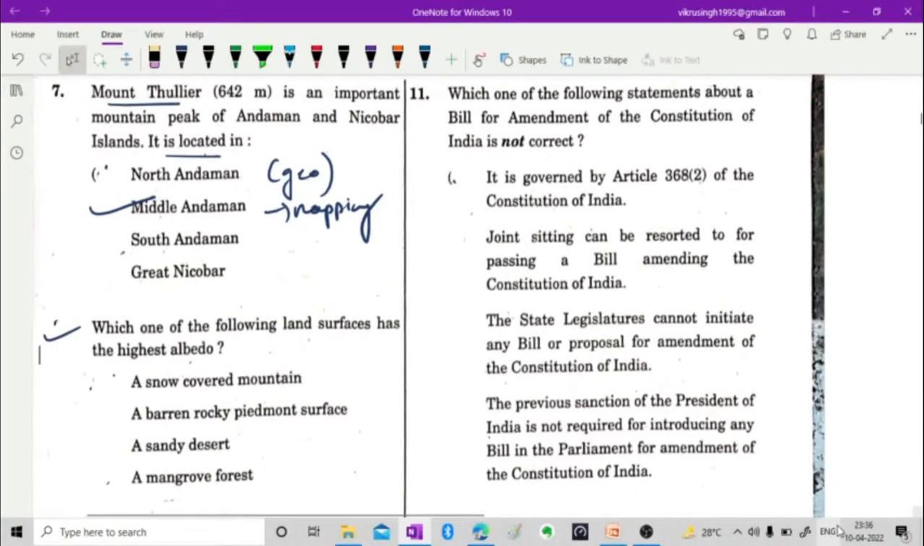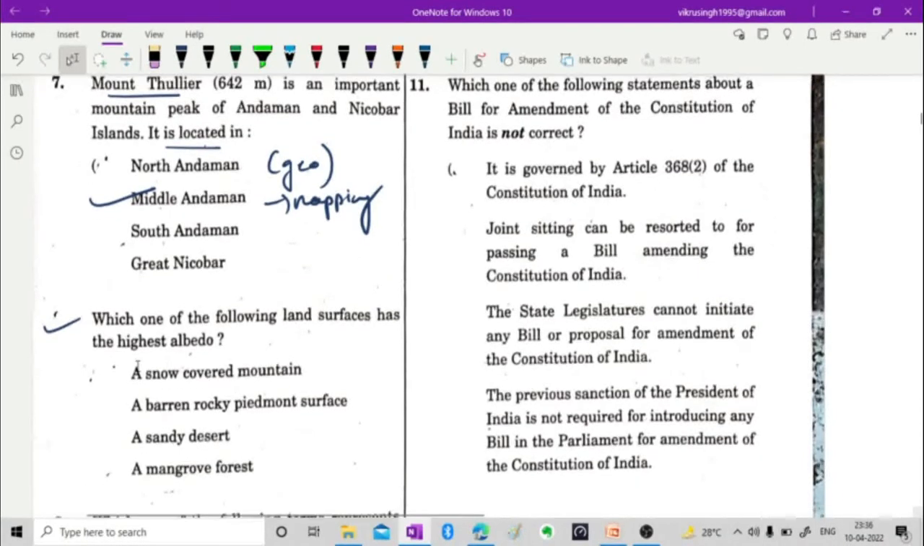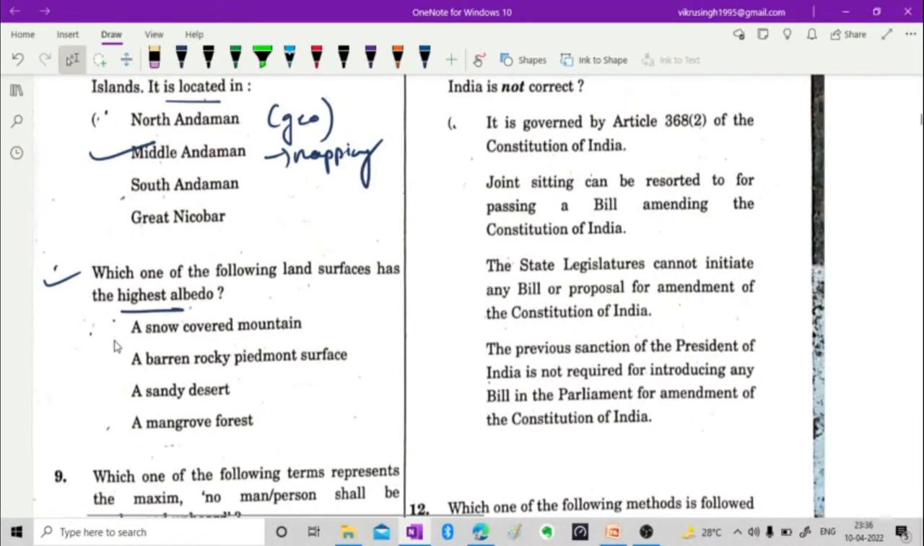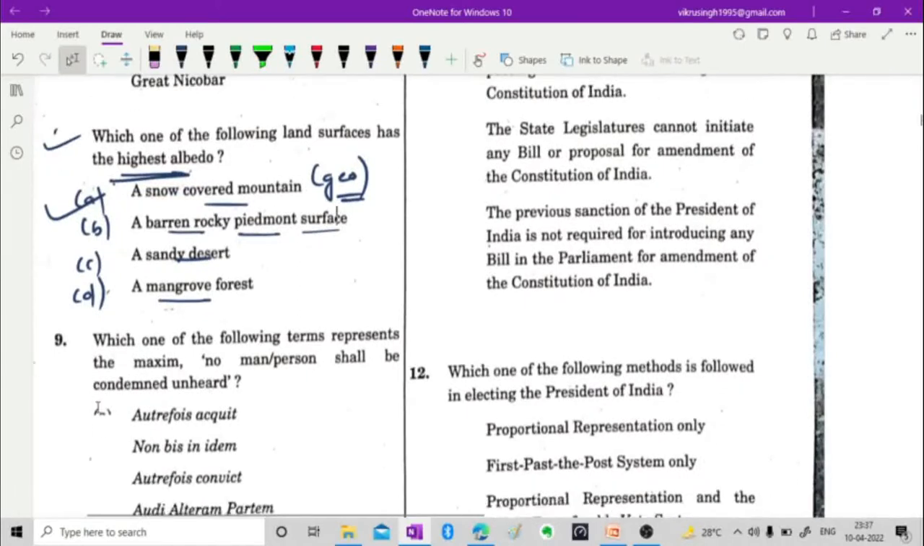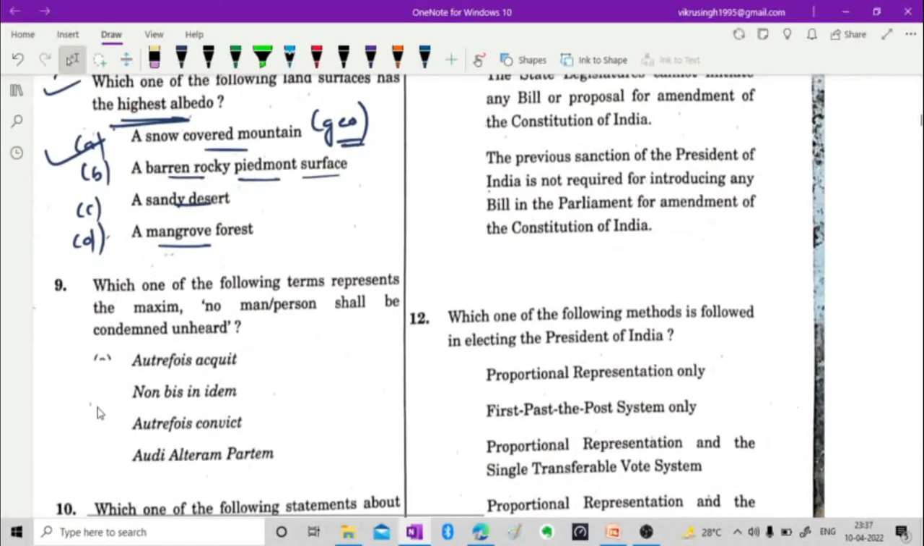Question number 8 says, which of the following land surfaces has the highest albedo? So albedo we all know. Which has the highest albedo? A, B, C, D. A rocky mountain, a barren rocky pediment surface, a sandy desert, a mangrove forest. So the correct option is A, mountain. Yahan pe sabse zyada hota hai albedo. Geography. This is also geography. Physical geography ke questions bahut zyada hain as compared to human geography.